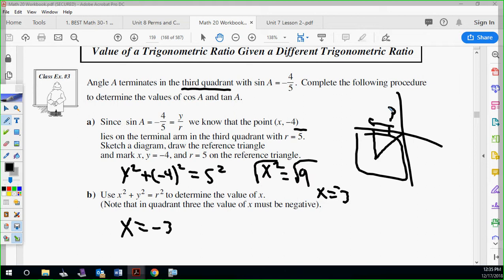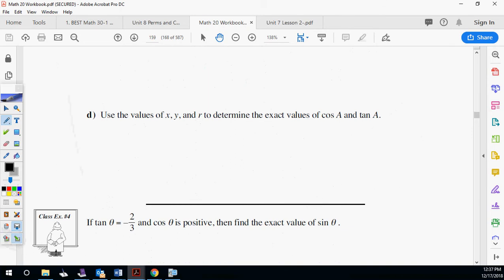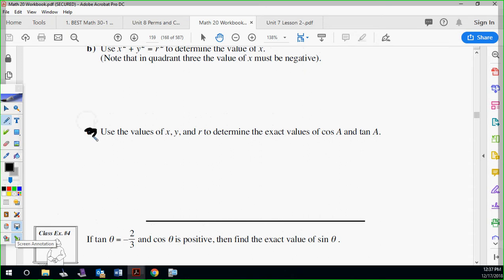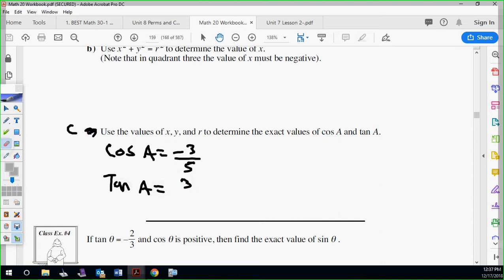It says use the values of x, y, and r to determine the exact values of cos A and tan A now. So we know x is negative 3. We're just going to write the value of cos A and tan A. Which one of those is going to be positive? Tan A should be positive. So cos A will be negative 3 over 5. Tan A will be 3 over 4. Nope, 4 over 3. Positive, because it's negative over negative. You can put that if you want and then show it's positive.